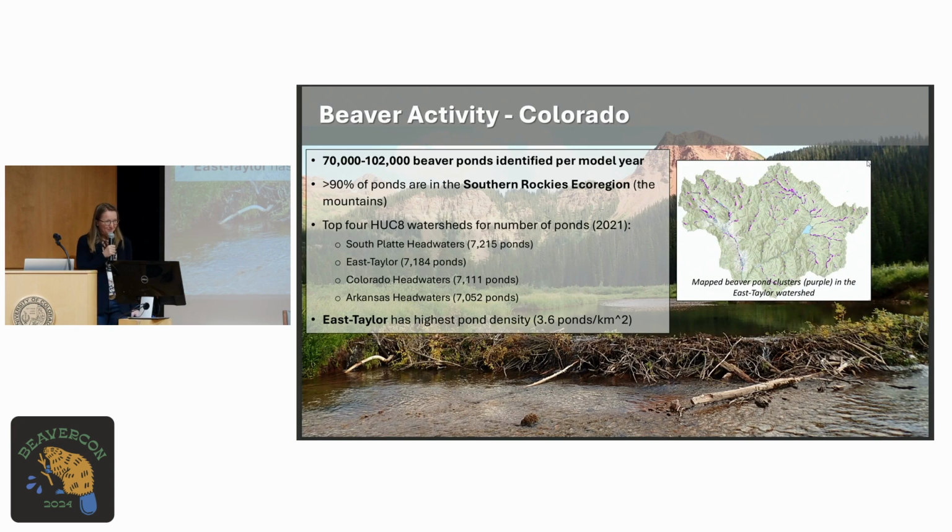So in Colorado, which has by far the most beaver ponds in the Colorado River Basin, we had between 70,000 and 102,000 beaver ponds for each model year. So 2013 was actually our peak beaver year for the state. And about 90% of those were in the Southern Rockies ecoregion, aka the mountains in Colorado. And we definitely had a few watersheds that really stood out as having very high beaver density. The highest was about 3.6 ponds per square kilometer. And that's the East Taylor watershed, if you're familiar with Crested Butte, Colorado. So beavers in ski towns.